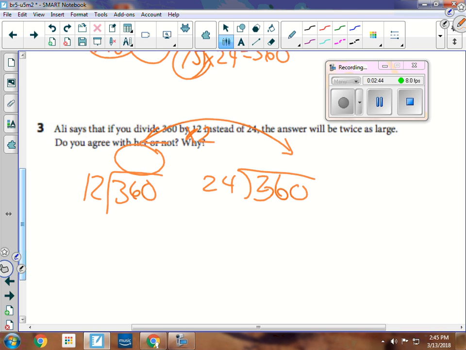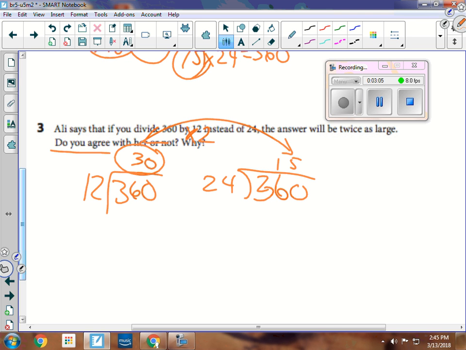And the answer is you should agree. Now why is that? Well, you could solve it. 12 goes into 36 3 times, and into 0, 0. That's 30. 3 times 12 is 36. And this, we already know, is 15. So you can see that is twice as big. So you could solve it, and that might be one way you prove it.